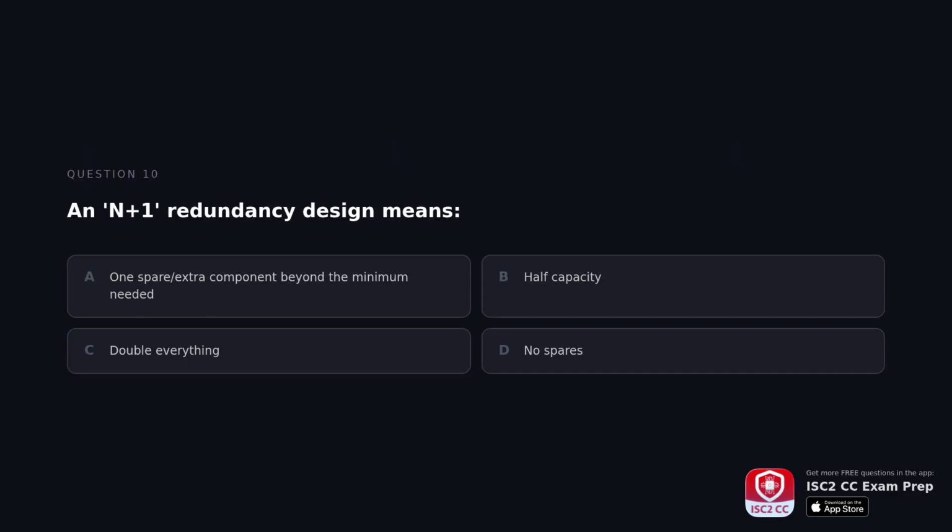An N+1 redundancy design means: A. one spare extra component beyond the minimum needed, B. half capacity, C. double everything, D. no spares.